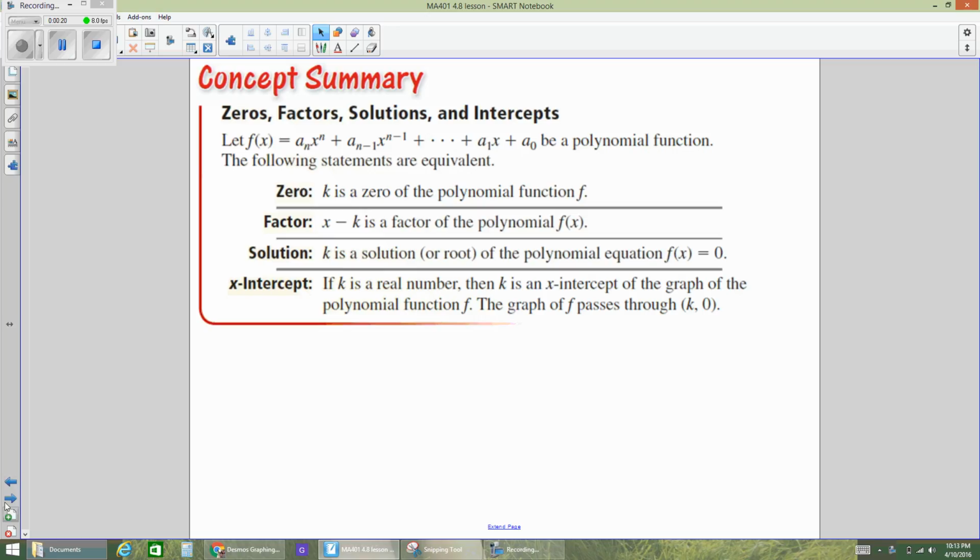So we've talked about this before, but here it is on a cheat sheet version straight out of the book, where it's talking about the zero is the k value, the solution is the k value, the x-intercept is the k value, and the factor is the x minus k. So we've talked about that before.